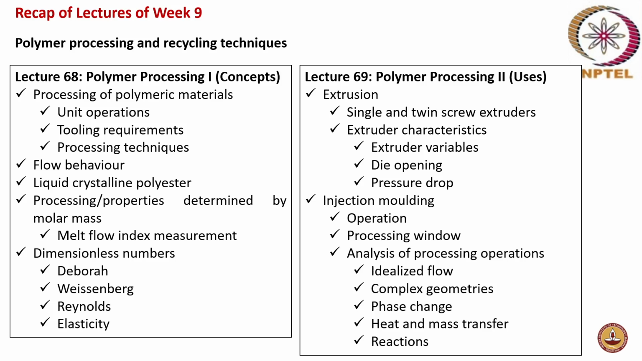Like you are having ideal flow, and then the polymer has to pass through complex geometries. What are the phase changes that may happen? The heat and mass transfer associated, the reaction that is going to happen. So these were all discussed in polymer processing 2.